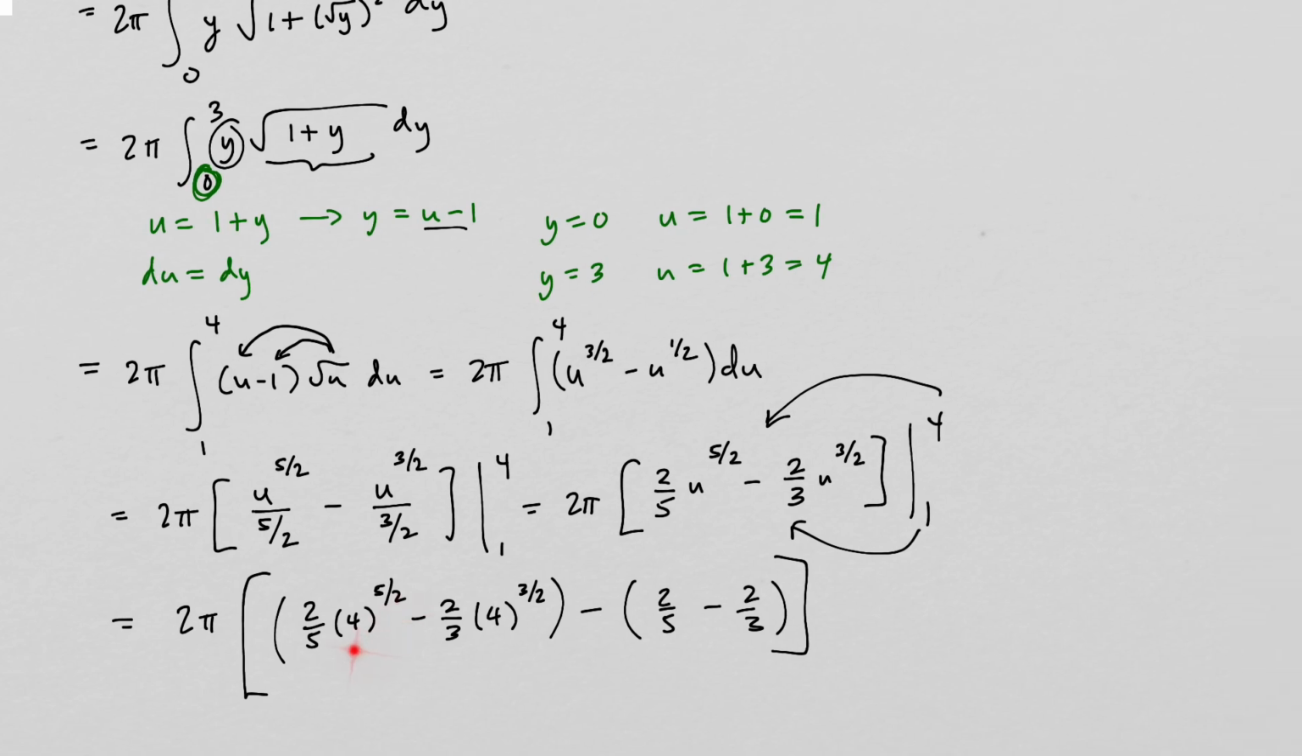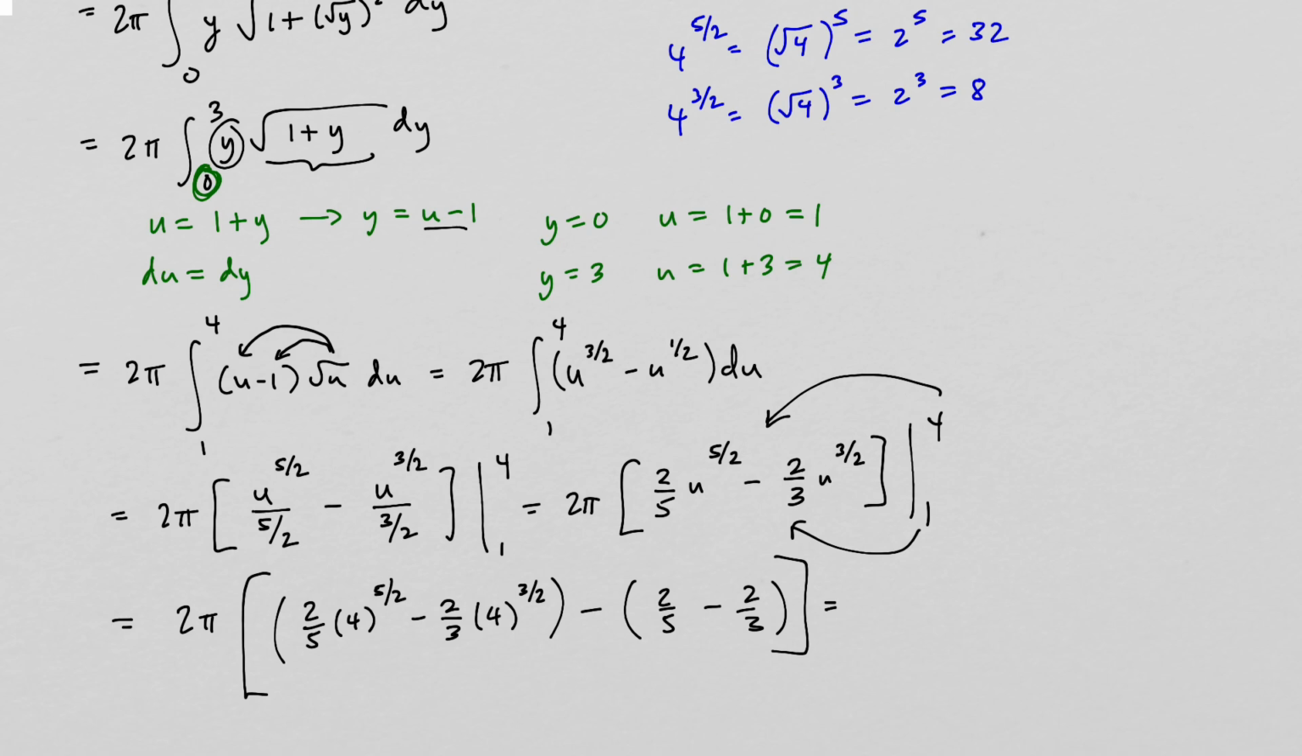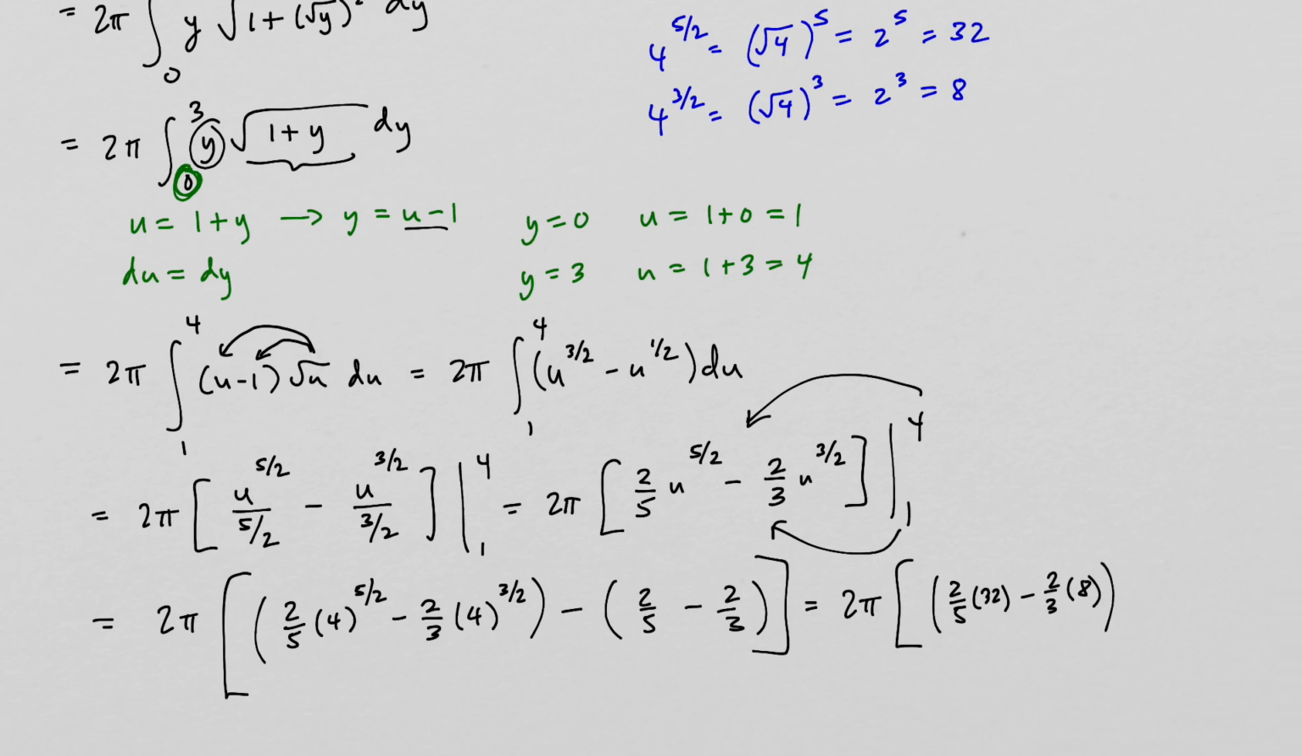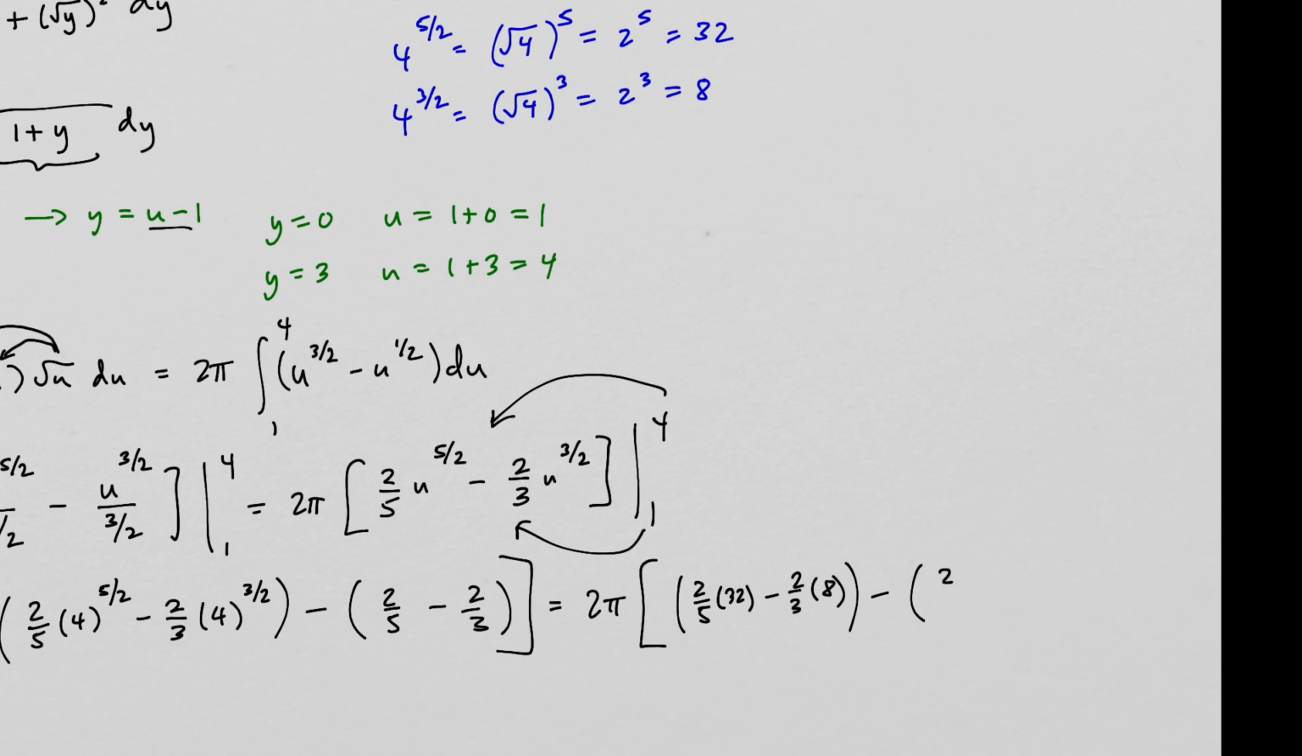So next we need to figure out what is 4 to the 5 halves. So let's work on that. 4 to the 5 halves power is the square root of 4 to the 5th, which is 2 to the 5th, or 32. And 4 to the 3 halves is the square root of 4 quantity cubed, which is 2 cubed, which is 8. So plugging everything in here, we have 2 pi multiplied by 2/5 times 32 minus 2/3 times 8, minus the quantity 2/5 minus 2/3.